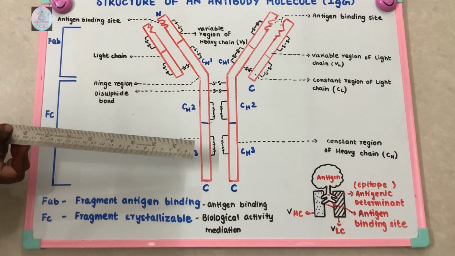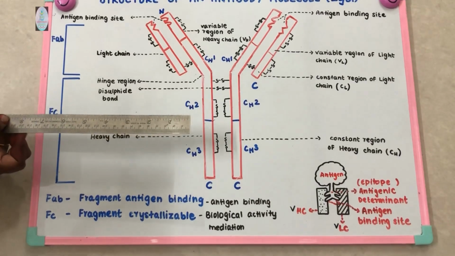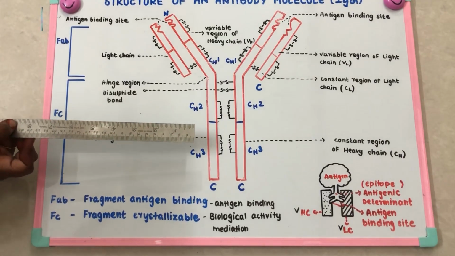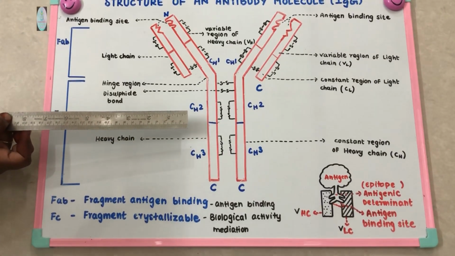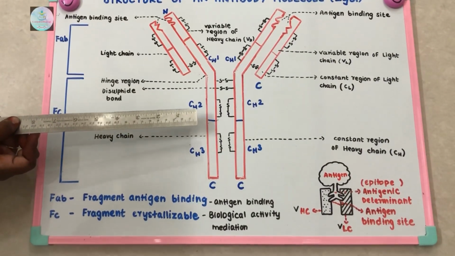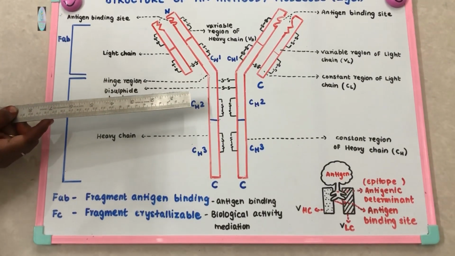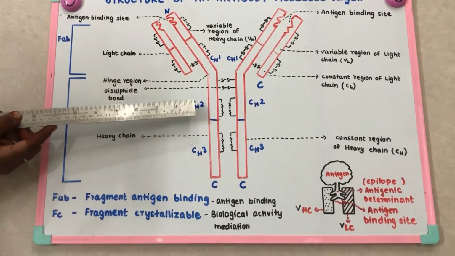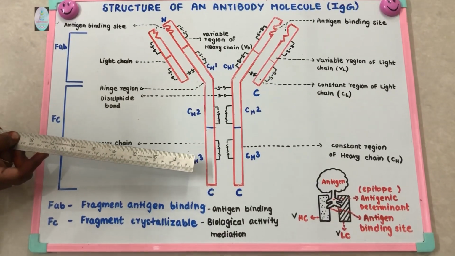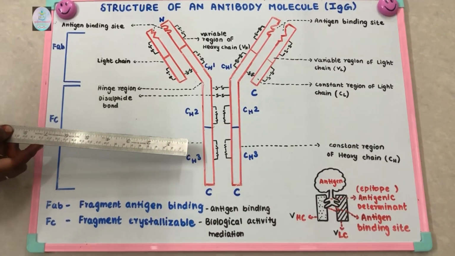The constant region of the light chain is classified into kappa and lambda types, based on the different amino acids present in it. And the constant region of the heavy chain is responsible for complement activation, and it also binds to cell surface receptors. According to this region, the antibodies are classified into 5 types. So the constant region of the heavy chain forms the basis of classifying the antibodies into 5 types.